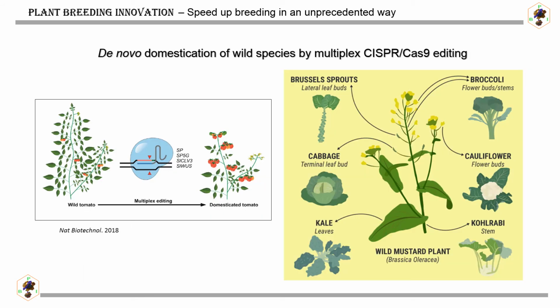In terms of speeding up breeding, de novo domestication of wild species is interesting. Two independent studies have been published in which accelerated domestication of wild tomato has been demonstrated. By simultaneously editing genes involved in plant architecture, SP, flowering time, SP5G, and fruit size, CLV3 and WUS, domesticated tomato has been obtained.